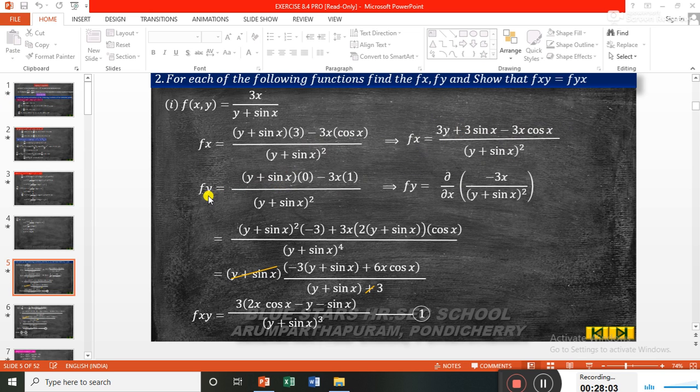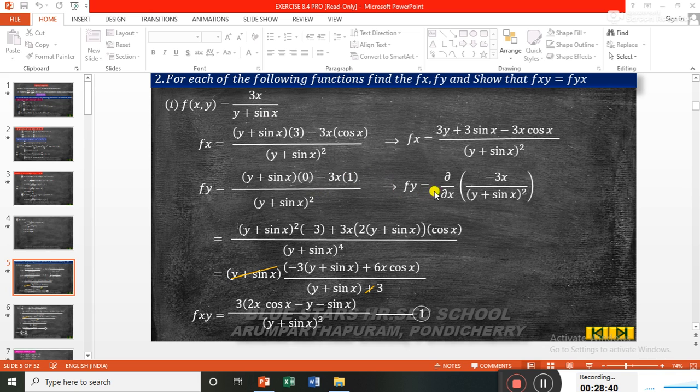Next I calculate fy. Again the u by v method applies. Y plus sin x whole square, into, I write the denominator y plus sin x into, I differentiate 3x. I differentiate only y terms, so there is no y term, it is a constant. The differentiation of a constant is 0, minus 3x into the differentiation of the denominator. The differentiation of y is 1, plus, there is no y term in sin x, so its differentiation is 0. Therefore 1 plus 0 is 1.